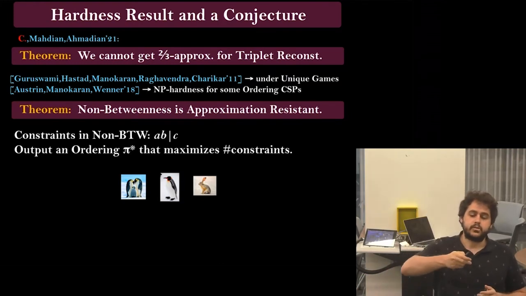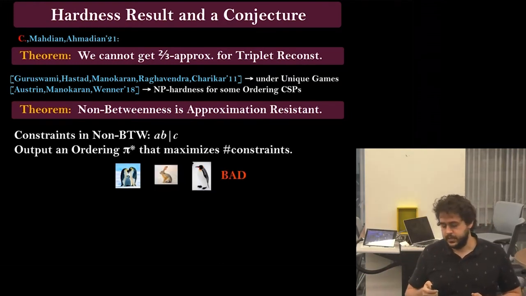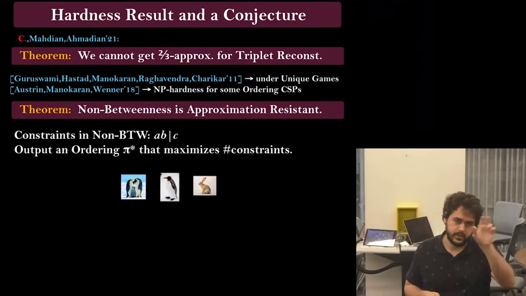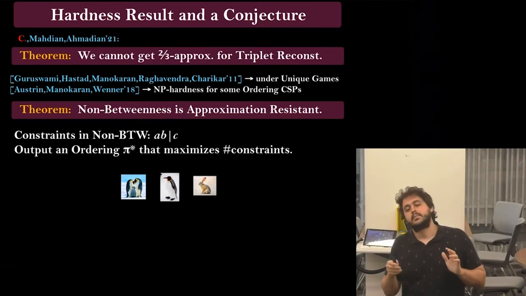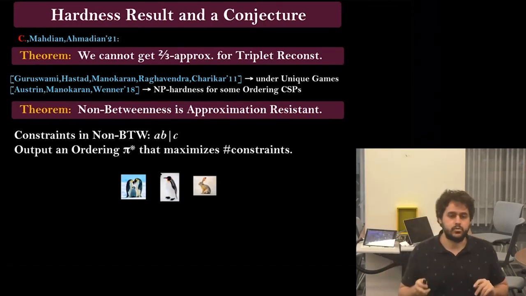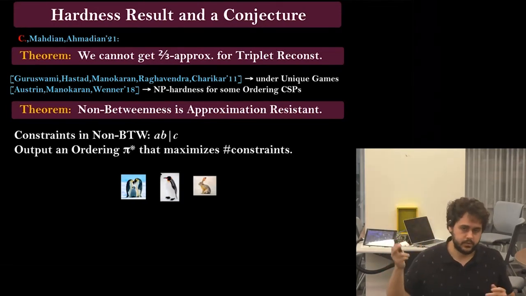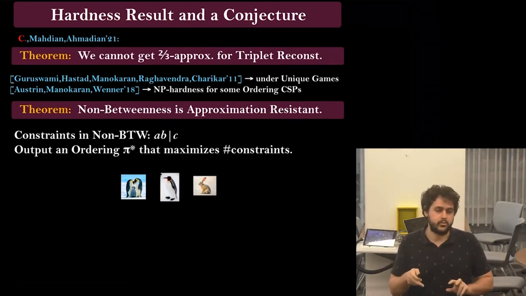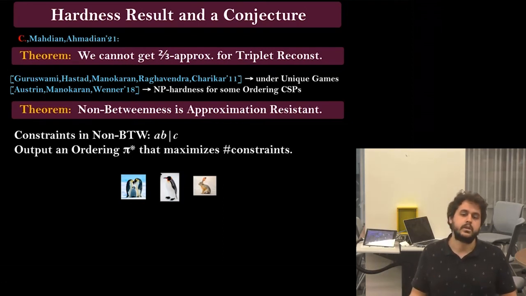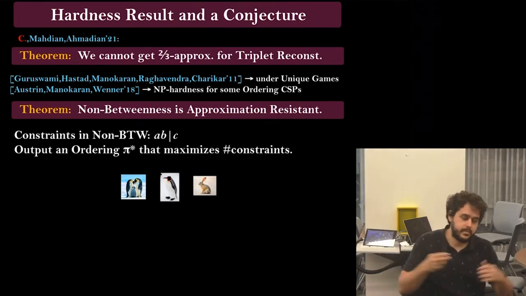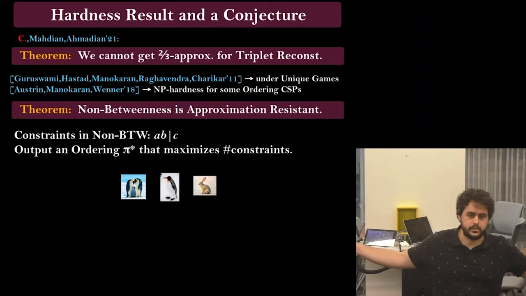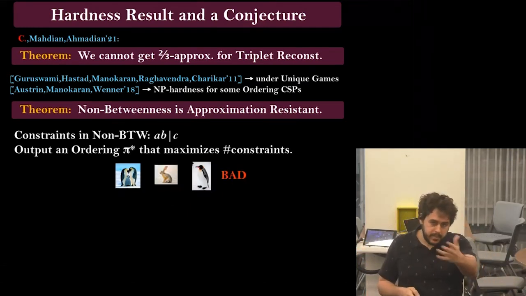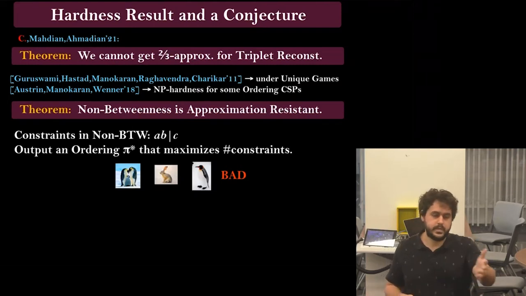So if the constraint was this, penguin, penguin, rabbit, basically we say that the third node, the node C, or the rabbit in this case, should not be in between the two penguins in the permutation. Does that make sense? So the rabbit should not separate the two penguins in the ordering. So for example, this would be a bad ordering because the rabbit actually separates the two penguins.